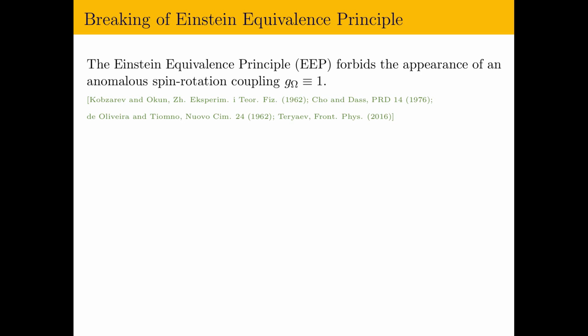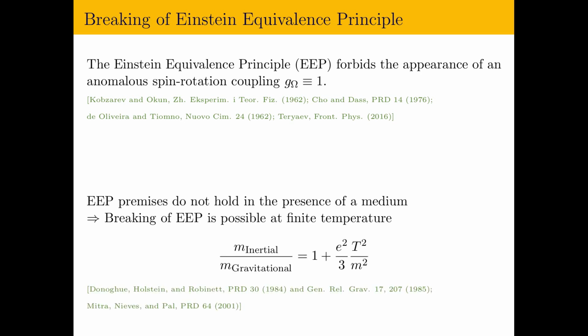Because I am discussing a particle at thermal equilibrium in a medium, and the presence of a thermal bath breaks the Lorentz invariance of the vacuum. In these settings, the premises of the equivalence principle no longer apply, and the equivalence principle can be violated. Just think that because of the presence of the thermal bath, we have a preferred frame of reference, and we can discern if the system is under acceleration or under the effect of a gravitational field by making measurements in reference to the thermal bath. The breaking of the weak equivalence principle at finite temperature has already been demonstrated in these papers.